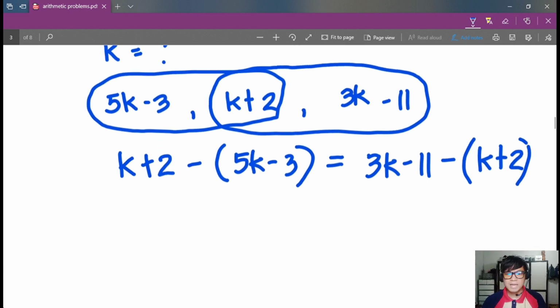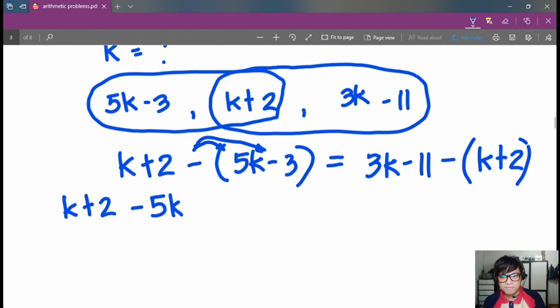So, simplify natin. We will do the process. So, magiging k plus 2. Ito siya. I-distribute natin yung sign dito sa each term sa loob ng parentheses. So, magiging negative 5k ang mangyari dyan. Tapos, negative times negative is positive. So, magiging positive 3. So, naalis, as you can see, naalis na yung parentheses. So, na-simplify na siya. The same also sa kabilang equation.